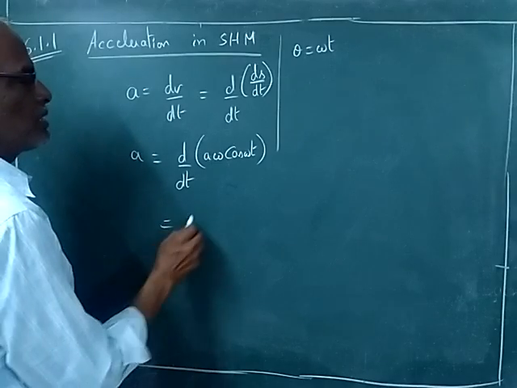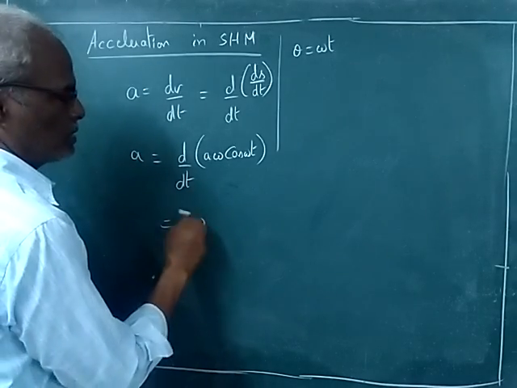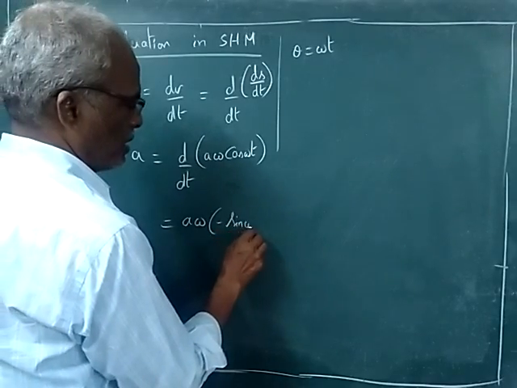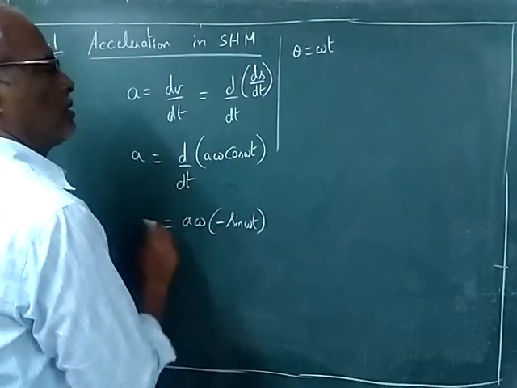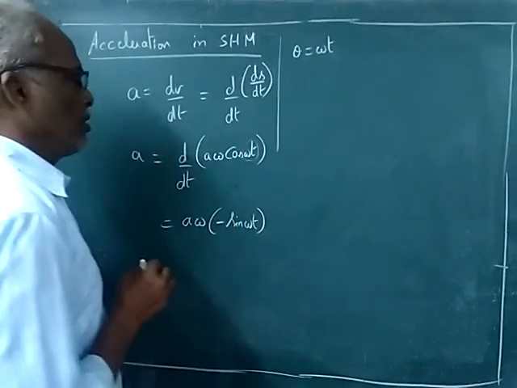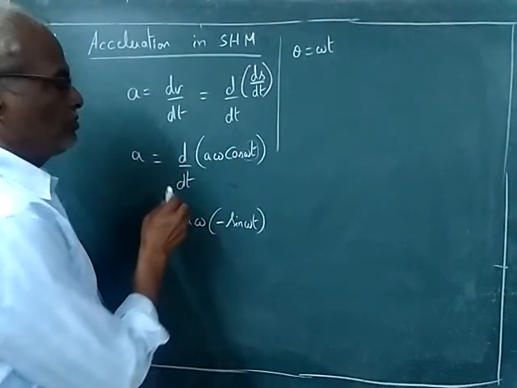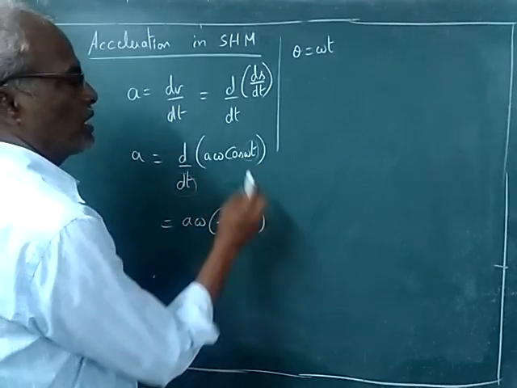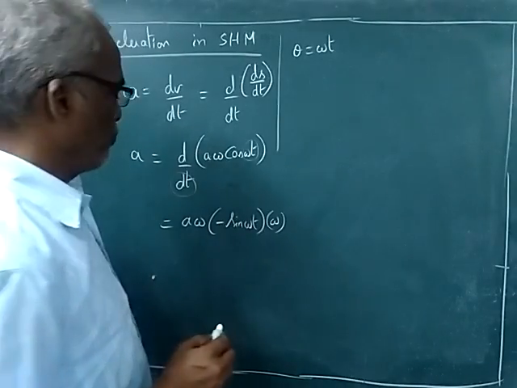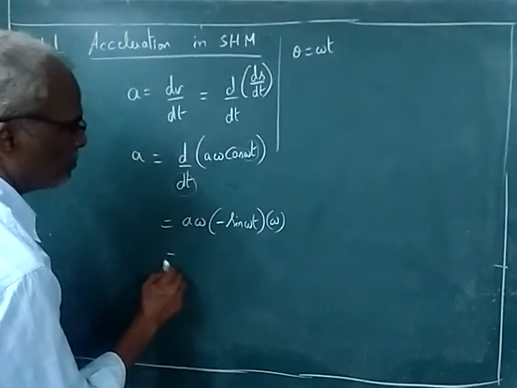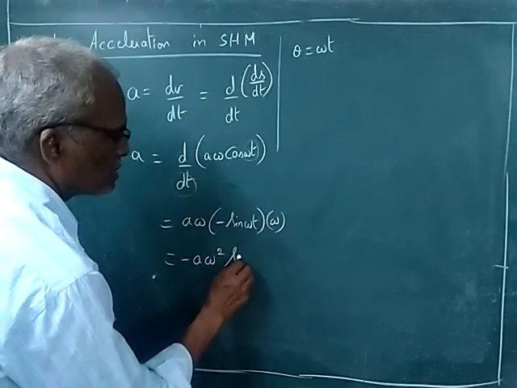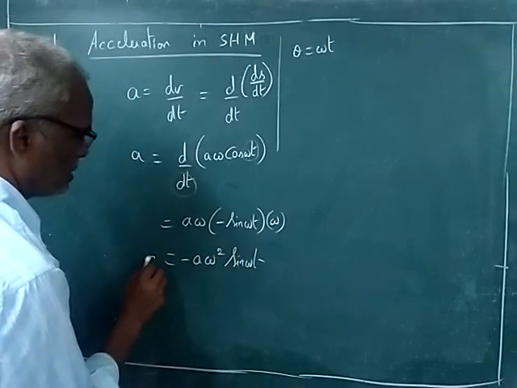So acceleration is equal to a omega, omega is constant. Differentiation of cos omega t is minus sin omega t. Then after differentiating, you have to differentiate this omega t. So the differentiation is carried out with respect to t. So differentiation of omega t, omega is constant, differentiation of t is 1. So now this will become minus a omega square sin omega t. This is acceleration.